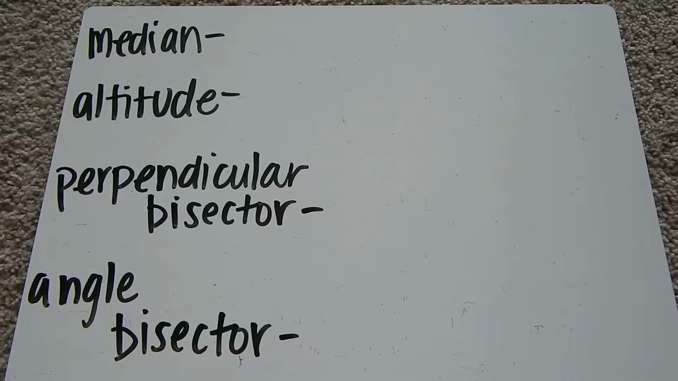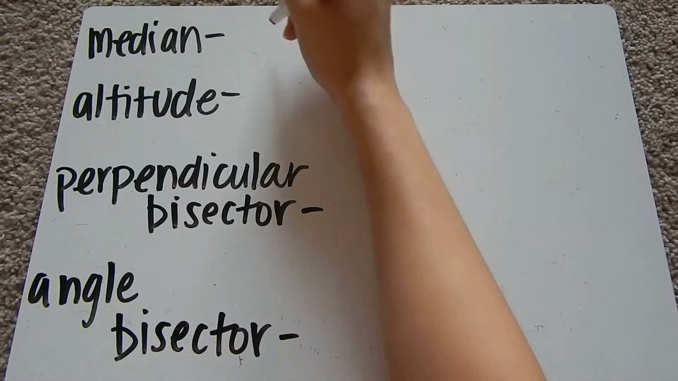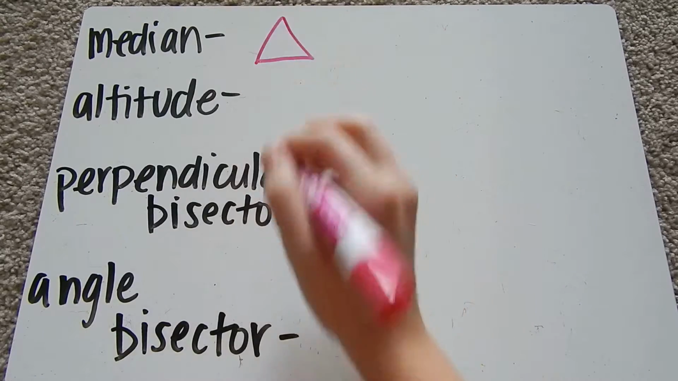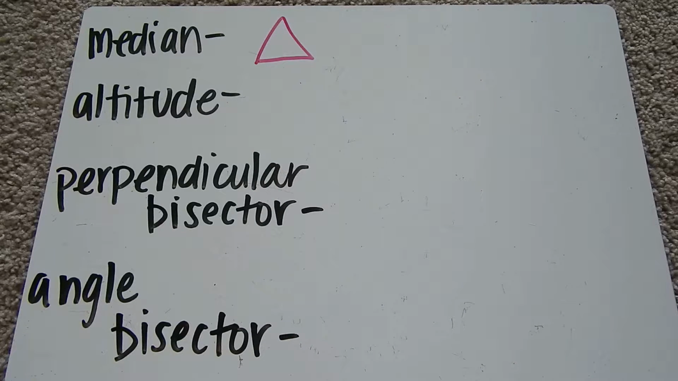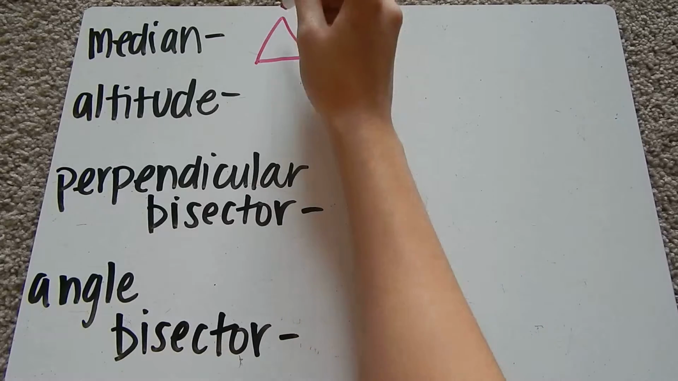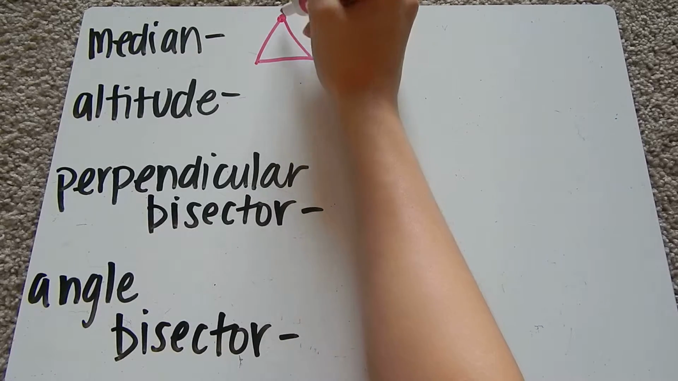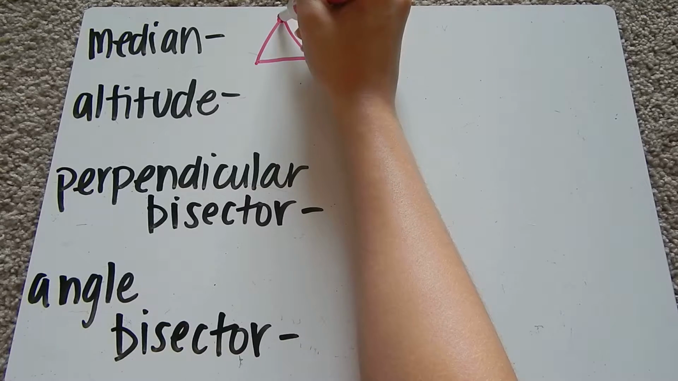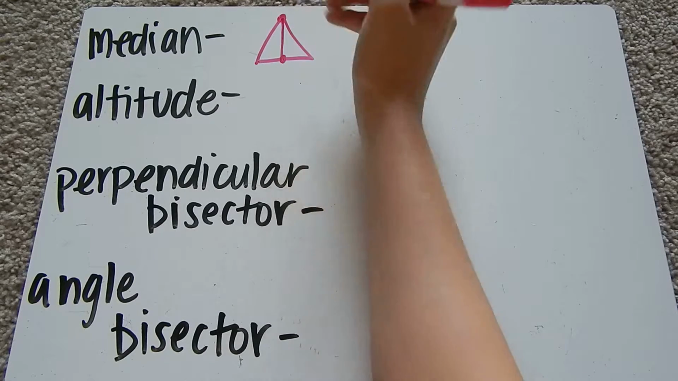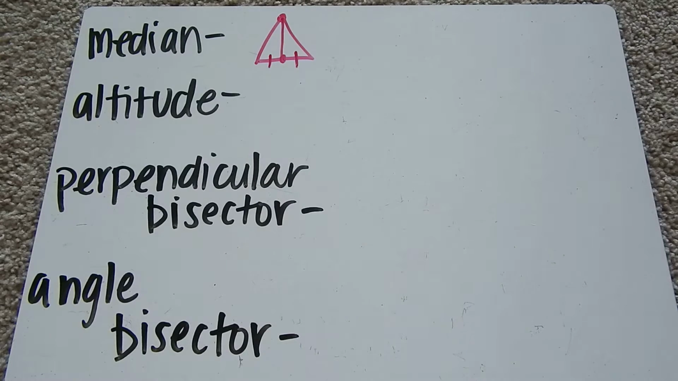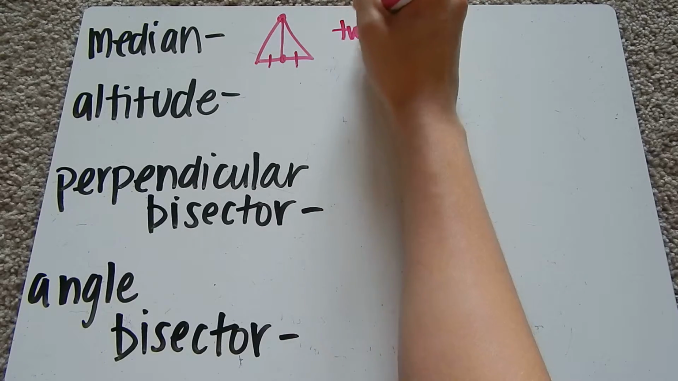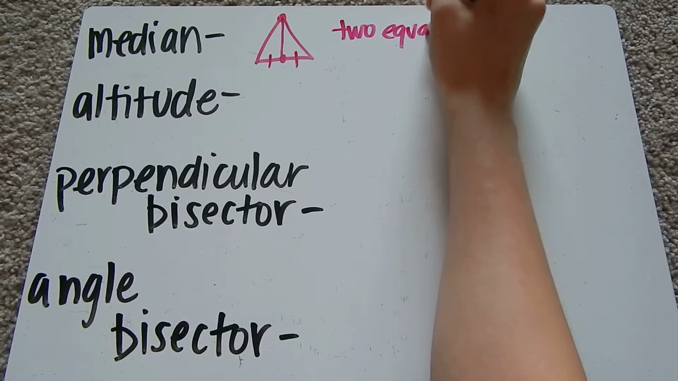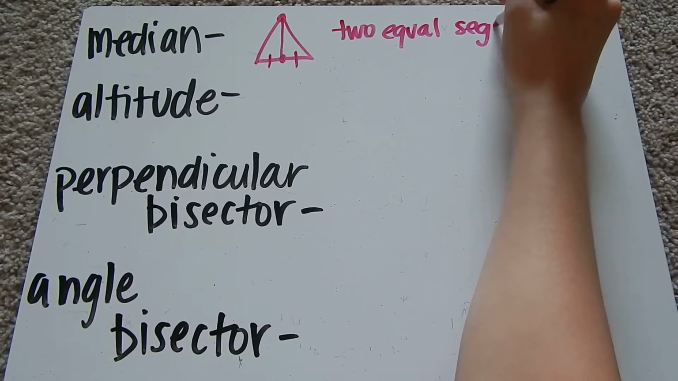So a median, if I draw my triangle, the median is going to be a segment whose endpoints are a vertex and the midpoint of the opposite side, which means a median splits the opposite side into two equal segments. So for a median, we will end up having two equal segments.